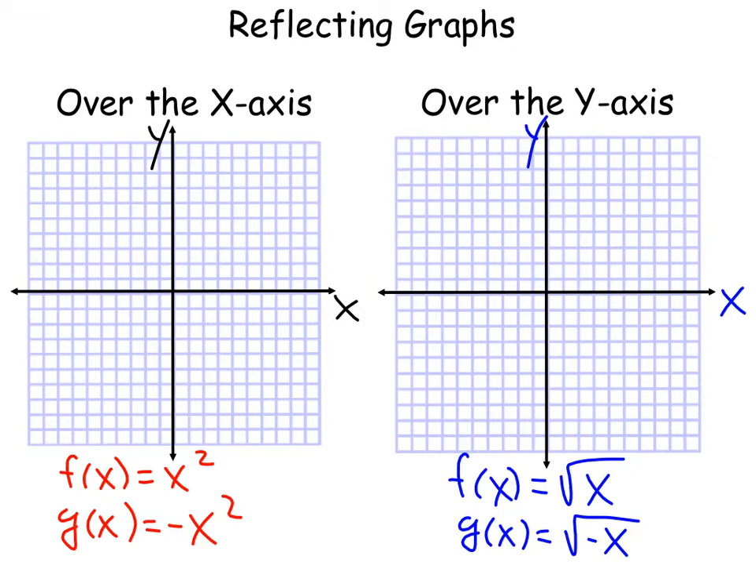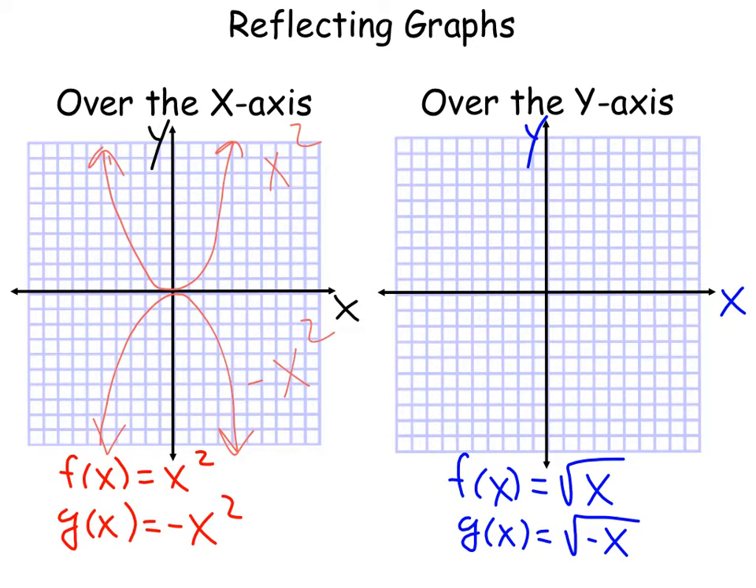Reflecting graphs, okay? It really is all about the presence of a negative sign. If the negative sign is just simply out in front of the function, and now I'm back with quadratics here, so now I'm back to red. There's x squared. If it's simply just out front, that's going to be a reflection over the x-axis. I like starting with that one because that's probably the most familiar reflection that you've seen.